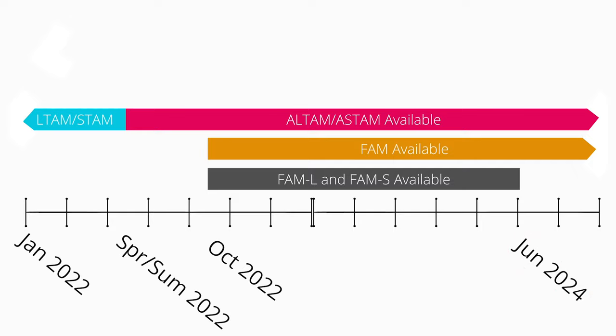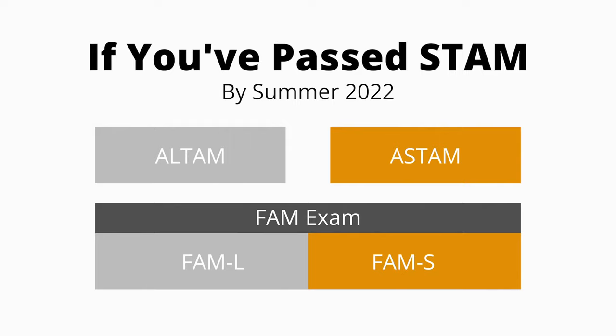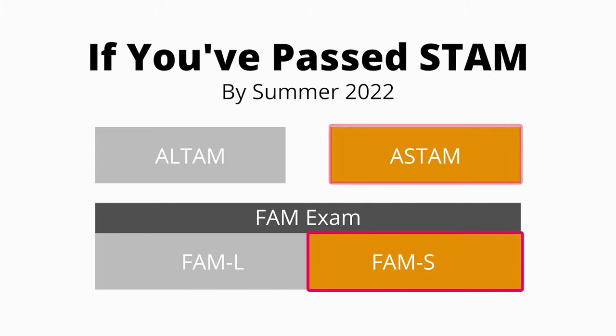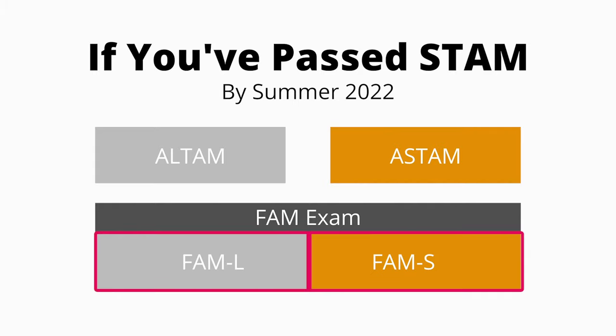So for example, if we go back to this chart where I showed you what happens if you pass exam STAM, then as you can see, for exam STAM, you're going to get credit for the ASTAM exam and the FAM-S portion of the FAM exam. However, if you do not pass the FAM-L portion of the FAM exam prior to June of 2024, it means that you will no longer be able to get that credit.